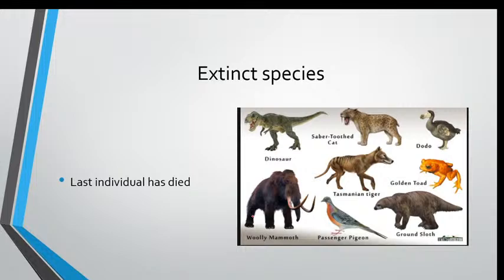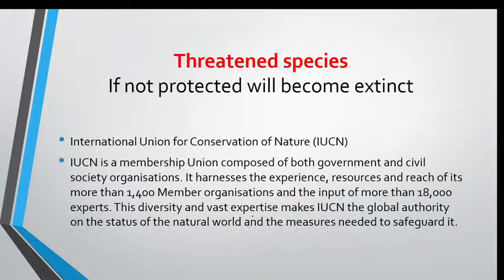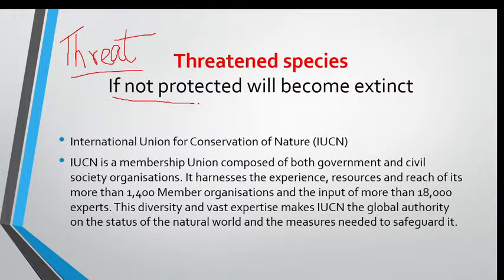Extinct means no more. Now, next is threatened species. Threatened species means the animals which are under threat. The species which are facing a threat are known as threatened species. If not properly conserved, they will vanish from the earth. So if not protected, they will become extinct. Extinct means no more.